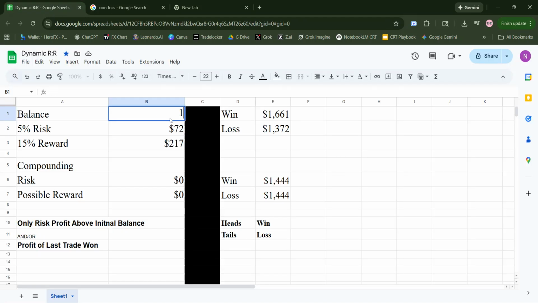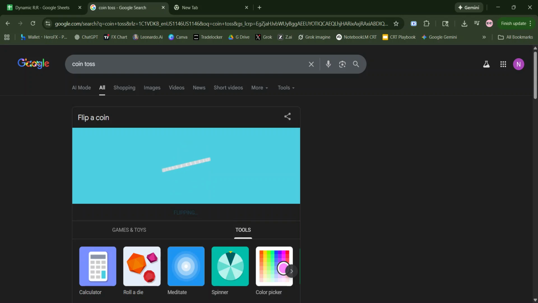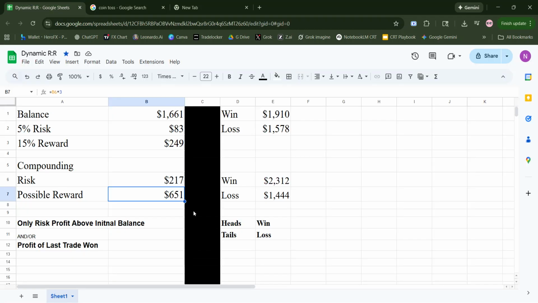So we're at 1661. Now our profit on that one was 217. So that's what we're risking. I'm risking 217 to make 651. If I win, I'll be over 2 grand. If I lose, I'm back down to the 1444. So let's take one more trade. And that was a win. Awesome. So now I'm up to 2312.